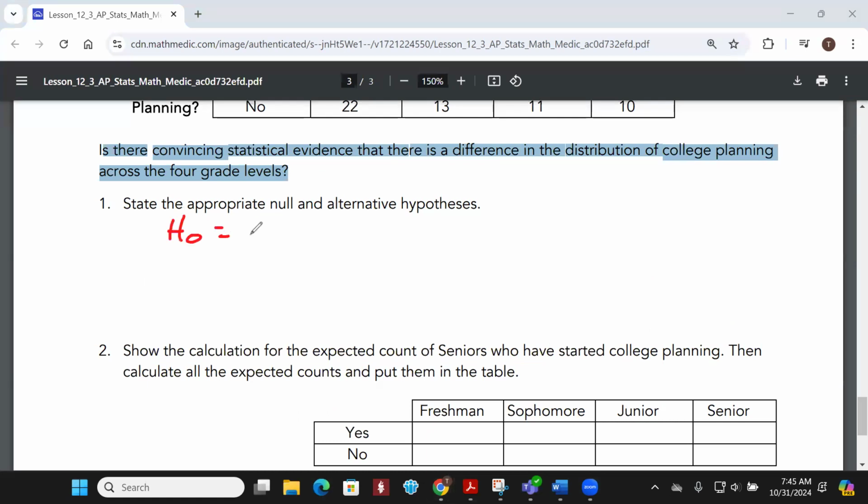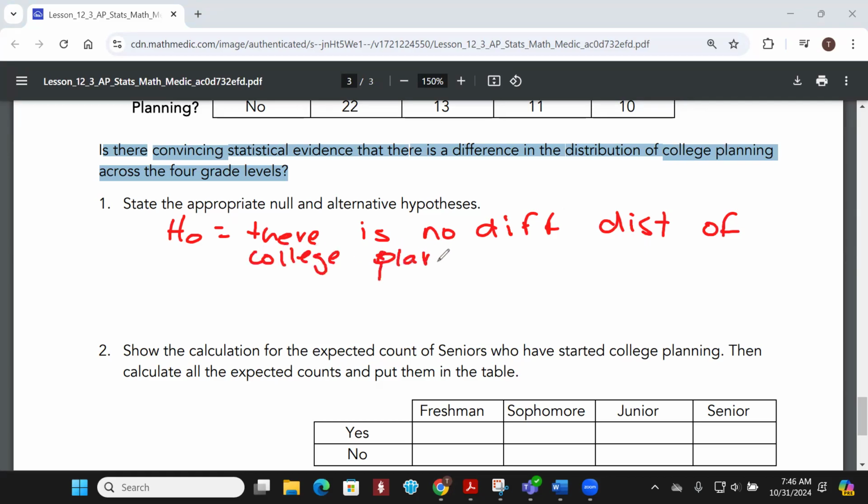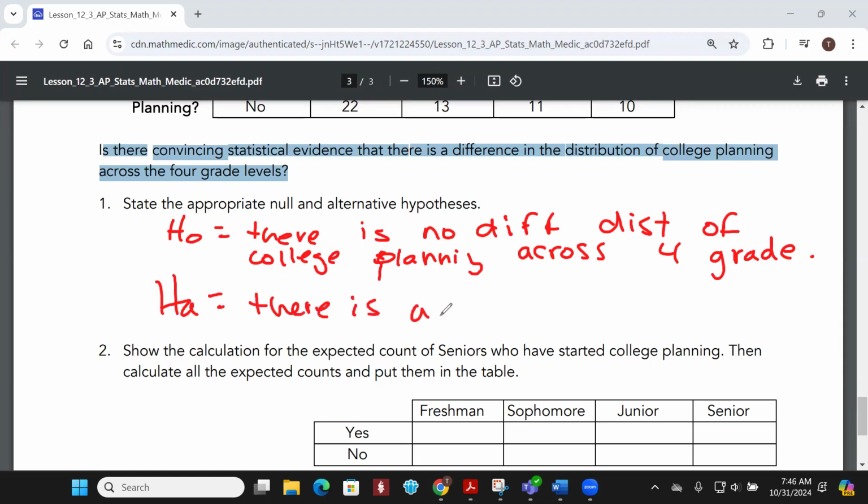Let's go ahead and talk about that. That's going to be that there is no difference in the distribution of college planning across 4 grade levels. All right. Alternative is going to be the exact same thing, and you're going to say that there is a difference.